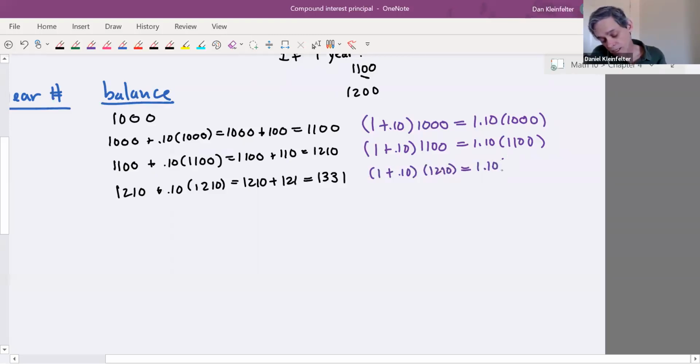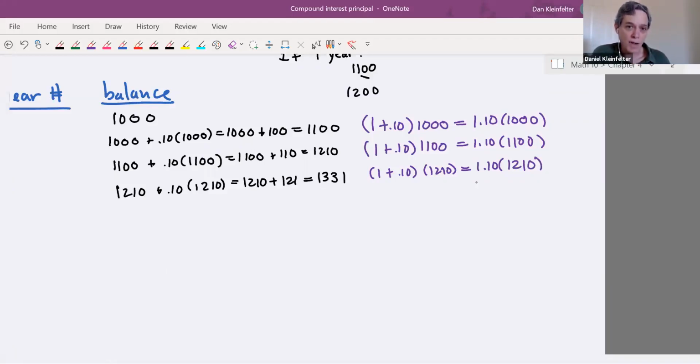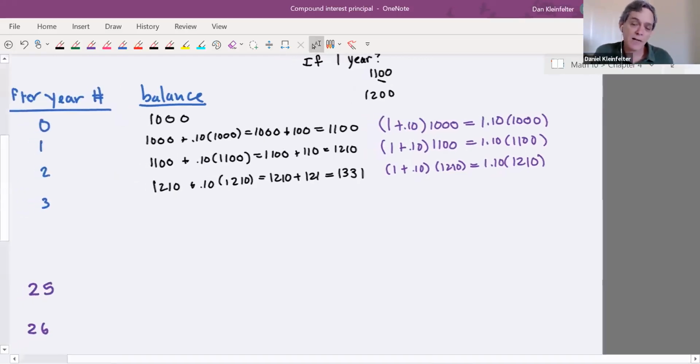And so you can see what's happening here is that instead of multiplying by 0.10 and then adding, what we can do is just multiply by 1.10. Okay, and so if we want to know this done into the future, what we can do is just repeatedly multiply. And how do you do repeated multiplication? You do repeated multiplication by raising to a power, which is our exponential function.